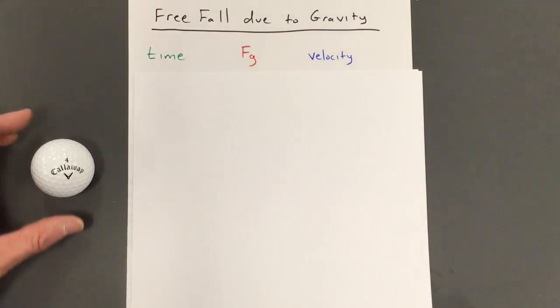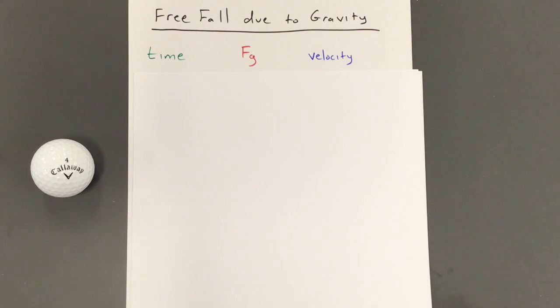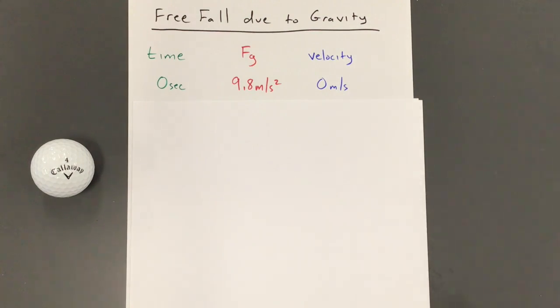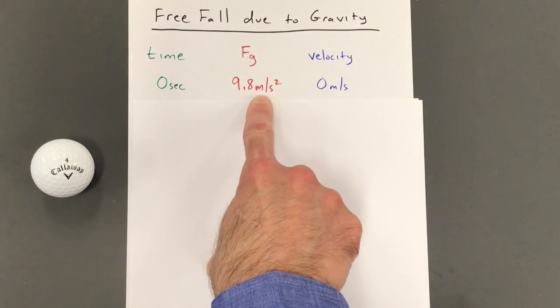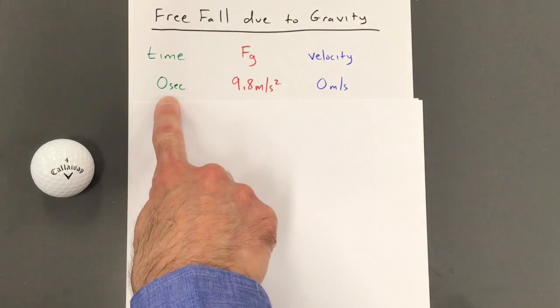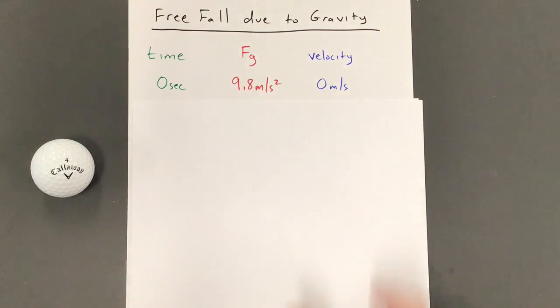So if we hold that object at a very high height, and before we release it, the time is going to be 0 seconds. Gravity, no matter what, gravity on Earth always pulls objects toward the Earth at a rate of 9.8 meters per second squared. And then, because we haven't released that object, its velocity is 0 meters per second.